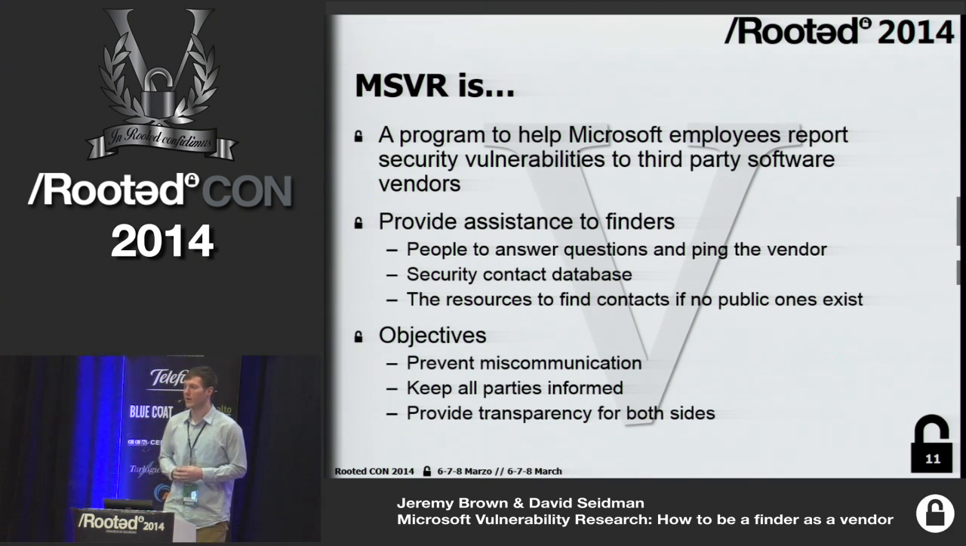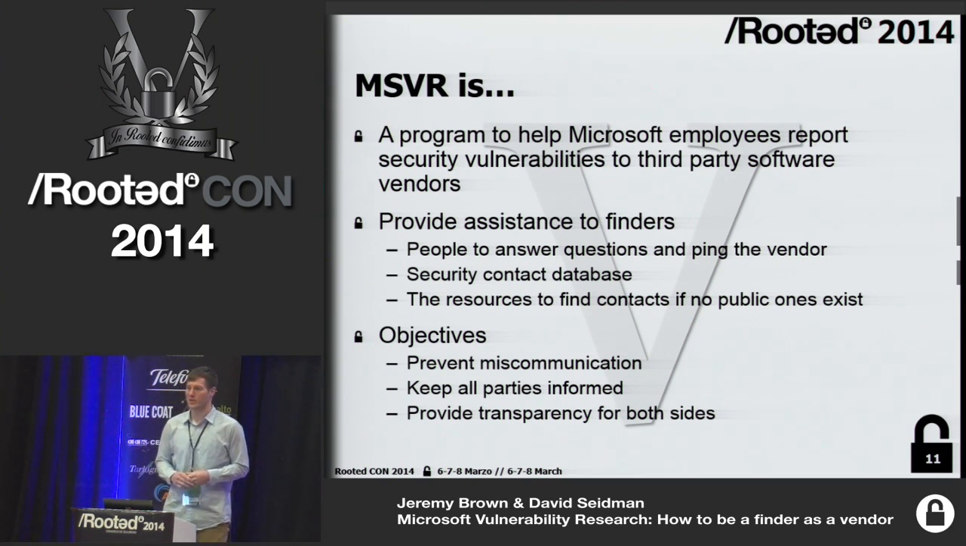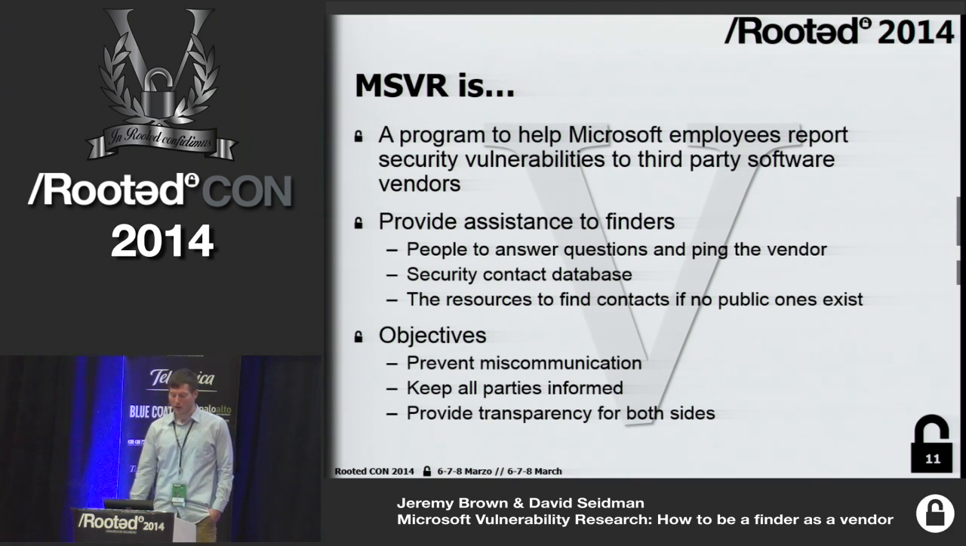Once we work with a lot of companies, we develop relationships with them, and we're able to quickly find security contacts in case they're not that publicly available. Also, the resources to find contacts if they don't exist, which happens a lot with new companies we never worked with before, or maybe it's just an open source product that doesn't have just kind of an ad hoc team. We have the resources to track those down and try to find the right people to get the bugs fixed.